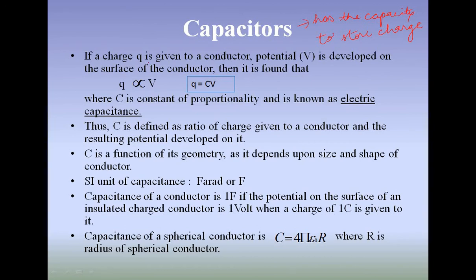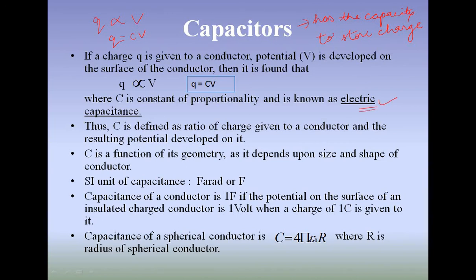So if a charge Q is given to a capacitor or to a conductor, a potential is developed on the surface of the conductor, and it has been found that the more charge you give, the more potential is developed on the surface of the conductor. So Q and V are directly proportional to each other. So we can write Q is equal to CV, where C is a constant of proportionality, and this constant is known as electric capacitance.